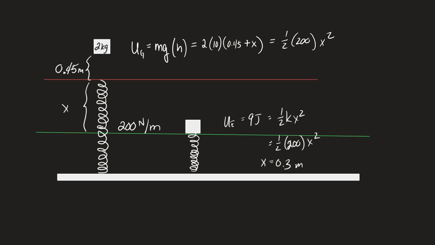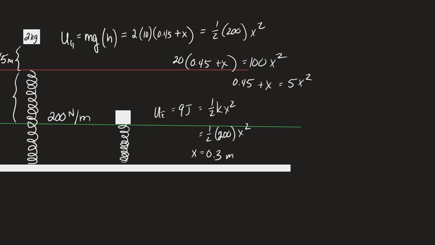Here's the thing. This is a quadratic. 2 times 10 is 20, so this is 20 times (0.45 plus x) equals 100x squared. And I just divided both sides by 20 and got 0.45 plus x equals 5x squared. The only reason I'm writing these things out right now is because even now some of you will probably get the wrong answer, because you have to solve a quadratic and it doesn't factor. So 5x squared minus x minus 0.45 equals 0.